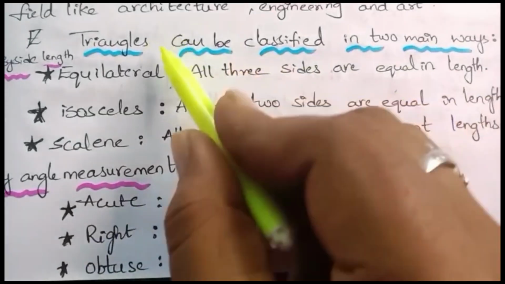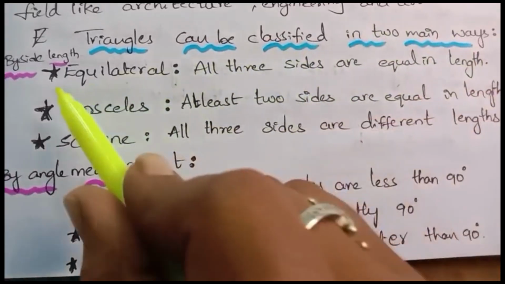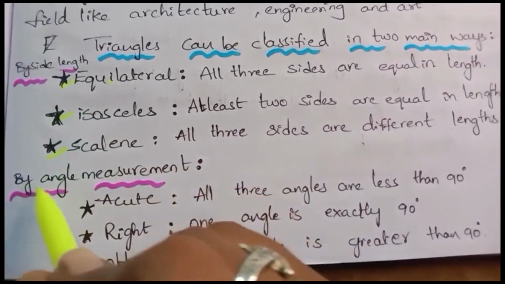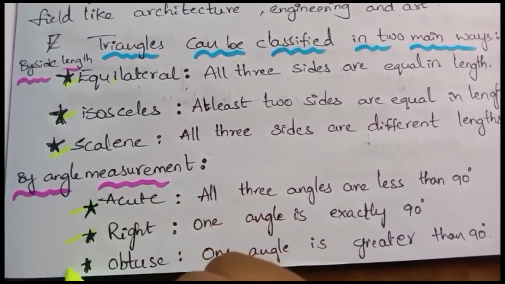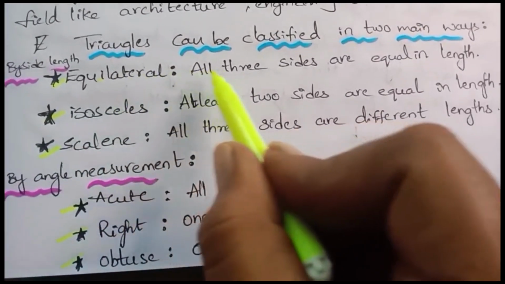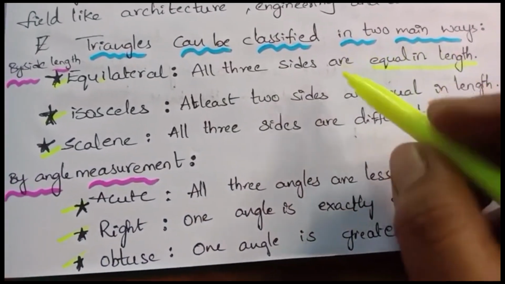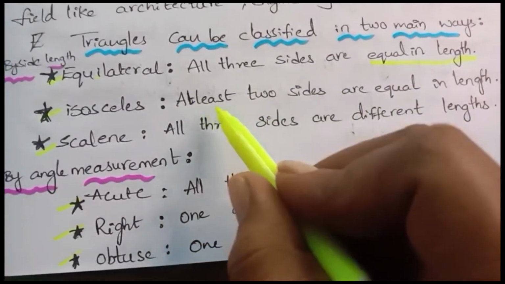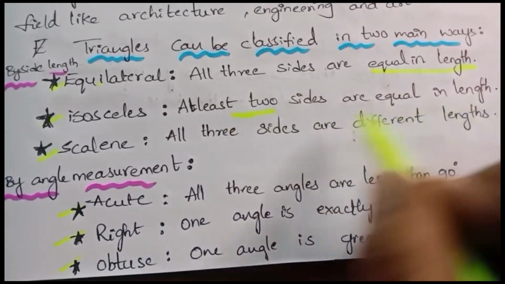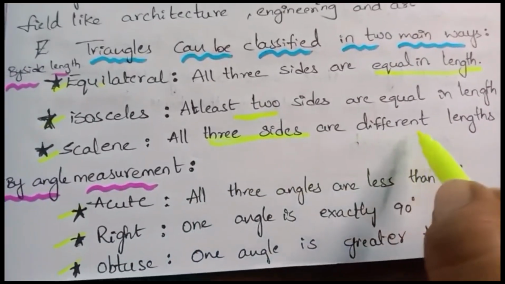Next we have the topic: triangles can be classified in two main ways, based on the length and based on the angles. Equilateral, isosceles and scalene are based on the length, and by the angle, acute, right and obtuse are there. What is equilateral? All three sides are equal in length. What is isosceles? At least two sides are equal in length. And what is scalene? All three sides are different lengths.